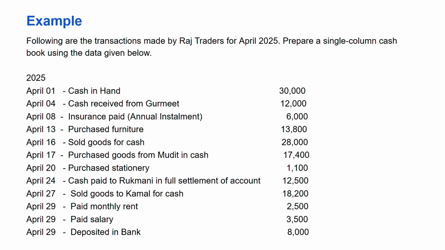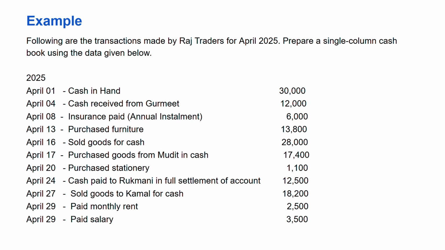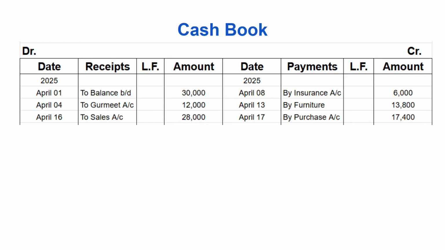Here the two accounts affected are purchase account and cash account. Purchase account, it is nominal account, and purchase, it is in expenses, so debit all expenses and losses. And cash account is real account, and cash goes out of the business, so credit what goes out. Let's see how we'll record it. April 17, by purchase account 17,400 because cash goes out of the business, so credit side by purchases, corresponding entry.